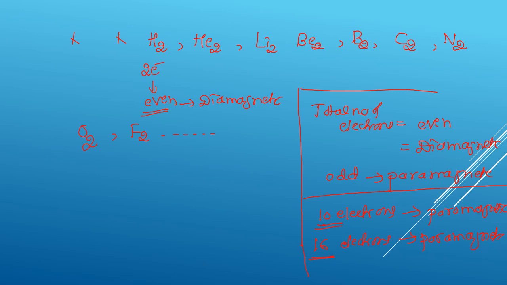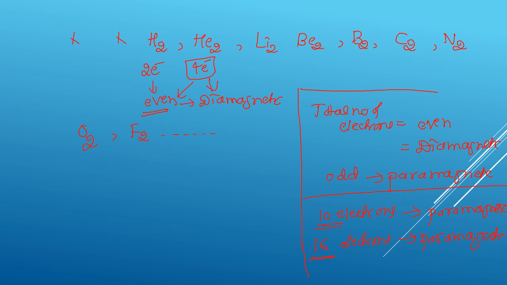Except these two cases, all other molecules, if they contain an even number of electrons, are diamagnetic. If the molecule contains an odd number of electrons, then it is paramagnetic. Let us check here. Helium molecule is given. We know that the atomic number of helium is 2. Therefore, in the helium molecule, there are 4 electrons in total. Once again, the number is even, so the molecule is diamagnetic.